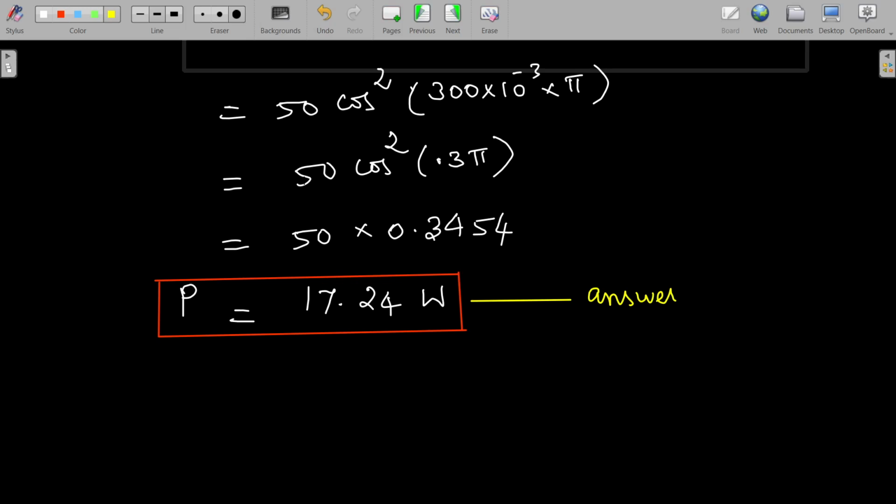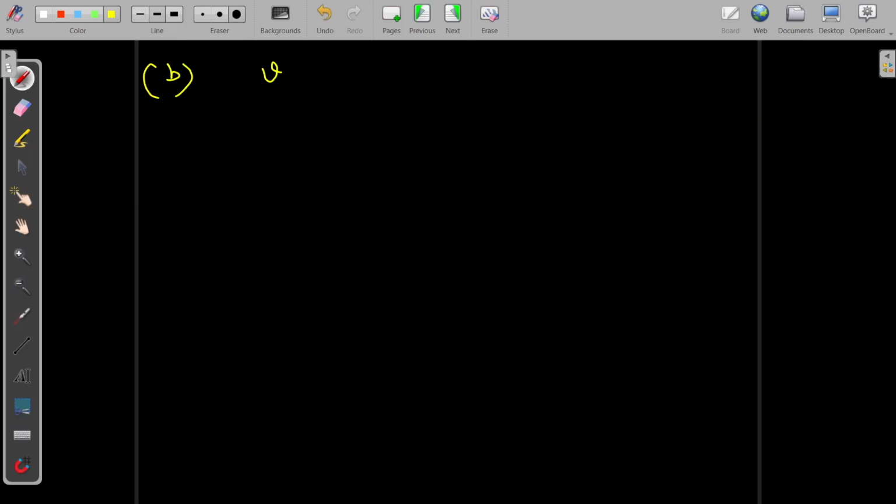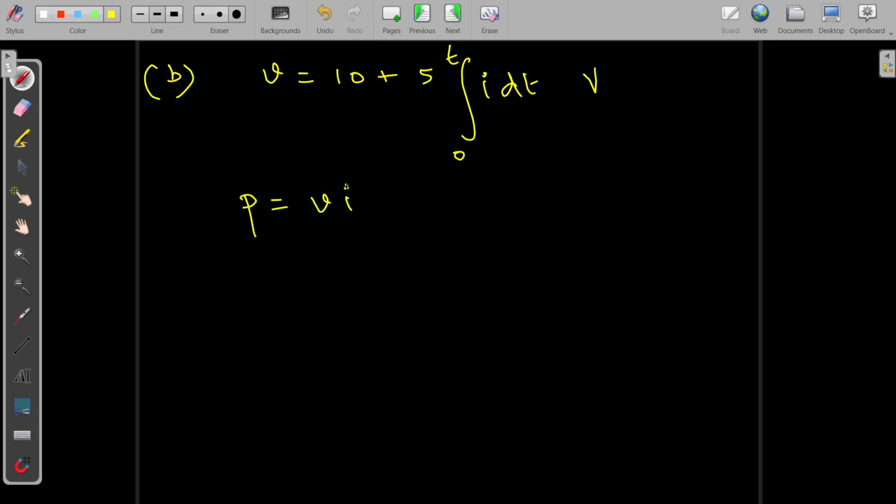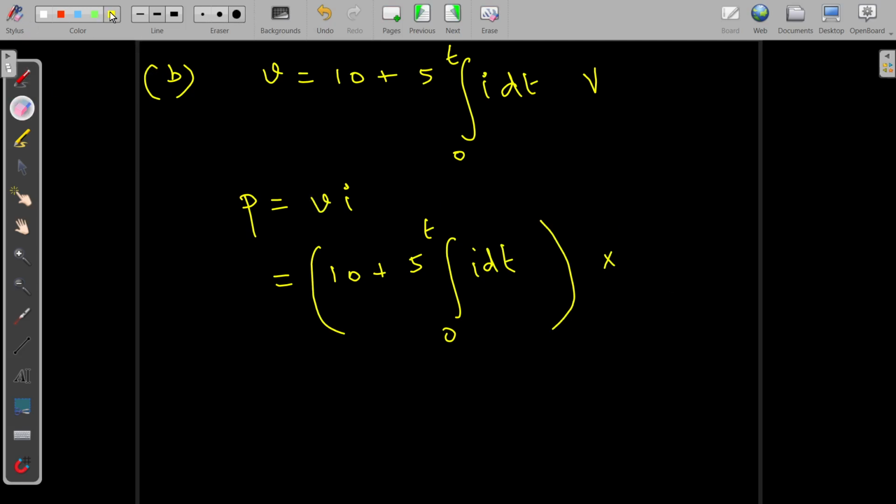Now we move on to the second part. For part B, V is given as 10 plus 5 into the integral from 0 to t of I dt volts. Anyhow, we are asked to find only P. P is equal to V into I. So in this V, you can substitute 10 plus 5 integral 0 to t I dt. This is your V multiplied by I. But instead of I, we can write what is given in the problem, that is 5 cos 60 pi t.